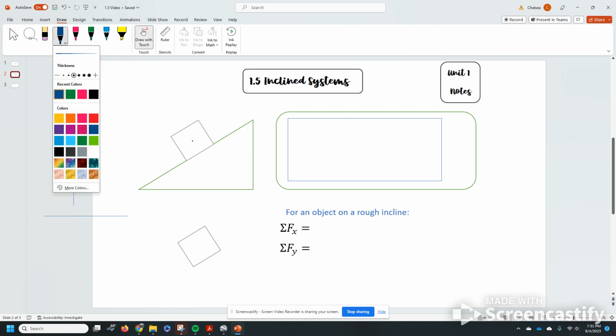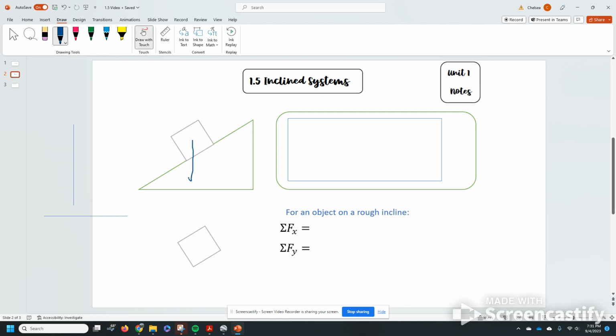So we've got gravity pointed straight down. Friction opposes motion. I know it's not actually moving, but it wants to slide down the ramp. So friction is going to oppose that. And the normal force has to be perpendicular to the surface. So at a 90-degree angle to the surface, our normal force.